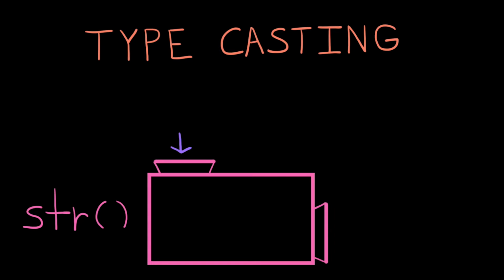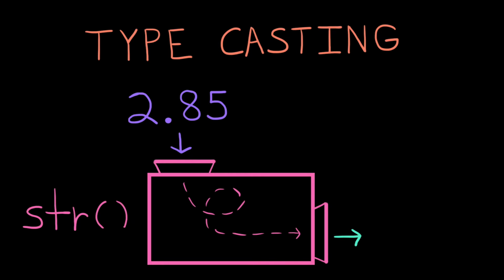To cast a value to a string, we use the string function. Remember that a function takes in an input value, performs some actions on it, and then returns out an output value. With the string function, our input value is the value that we want to cast to a string, and our output value is that input value as a string. Casting a float or an integer to a string is pretty straightforward. It's just as if we put quotation marks around it.